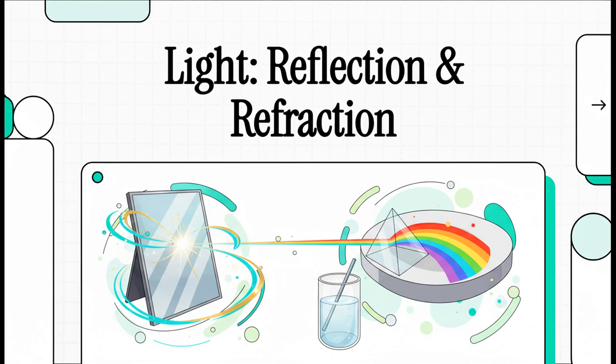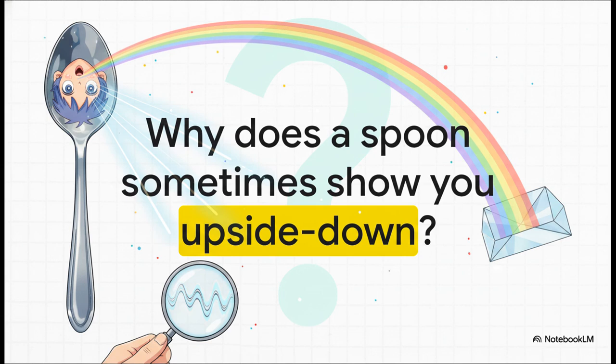Okay, so let's start with a fun question. Have you ever wondered why a shiny spoon sometimes shows your reflection upside down? Go on, try it. It's a bit weird, right? Well, guess what? The answer to this little mystery is hidden right inside this chapter.